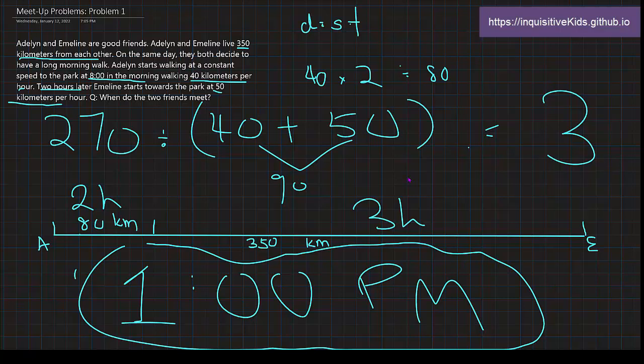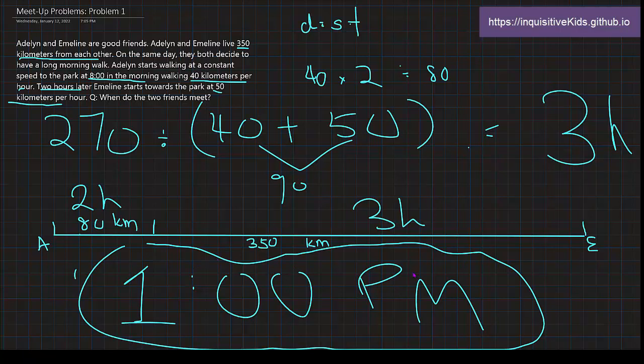So I think that the most important part is first being able to draw this graph right here. But I think second is actually figuring out which parts they walked together. That would be this 270 kilometers right here. And which part was walked alone by Adelyn, which is the first 80 kilometers from 8 o'clock to 10 o'clock. And answering the question properly. So we know that it was 3 hours. It took that long. But that's not the answer because that's not when.